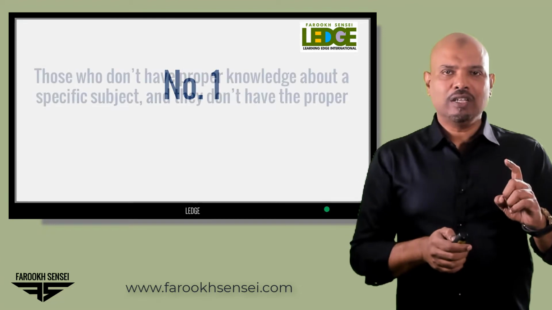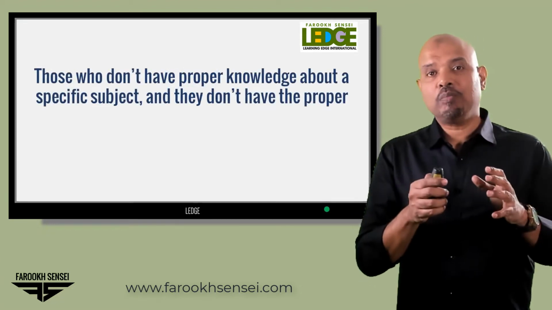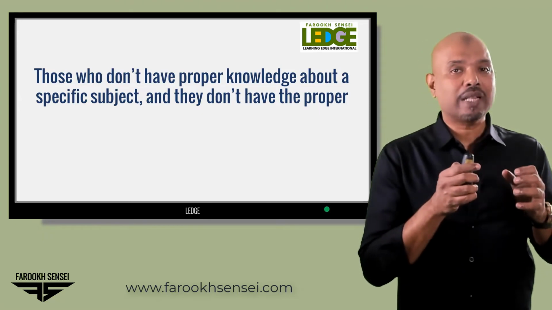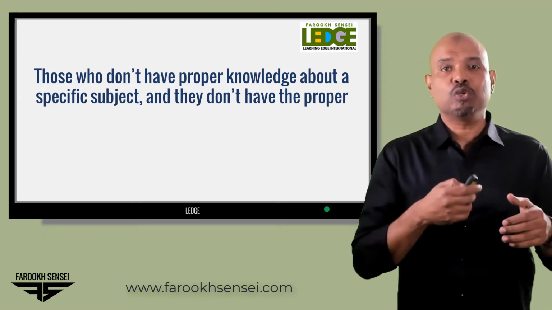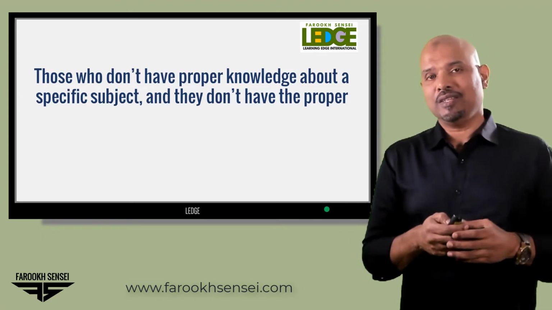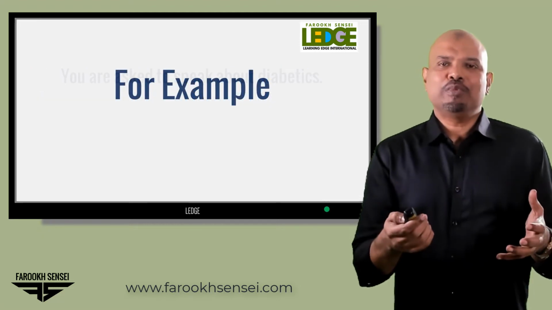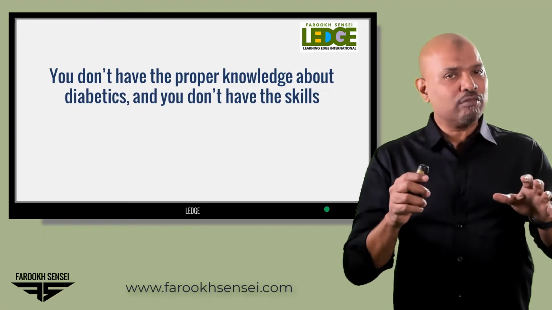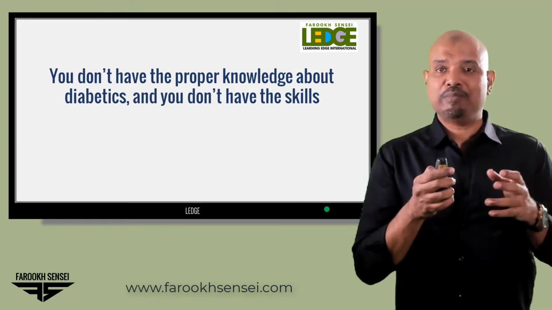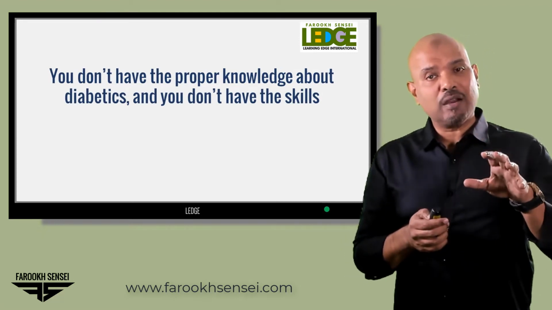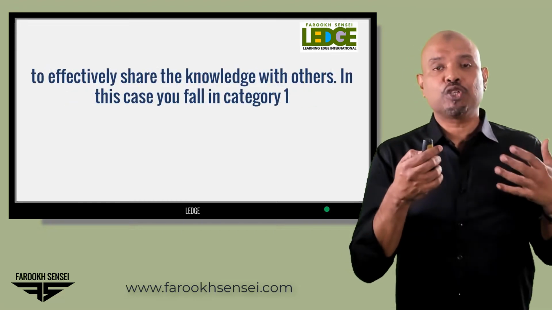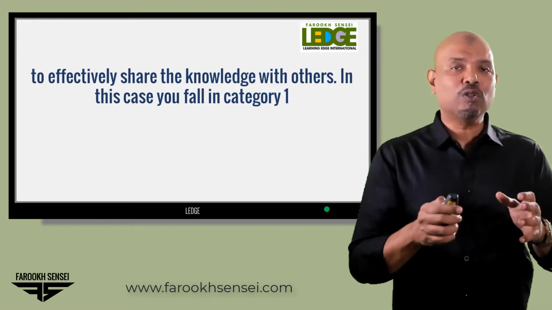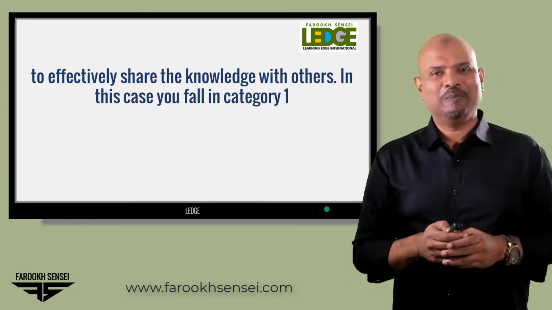Number 1, those who do not have proper knowledge about a specific subject, and they don't have the proper skills to share the knowledge with others. For example, you are asked to speak about diabetes. You don't have the proper knowledge about diabetes, and you don't have the skills to effectively share the knowledge with others. In this case, you fall in category number 1.